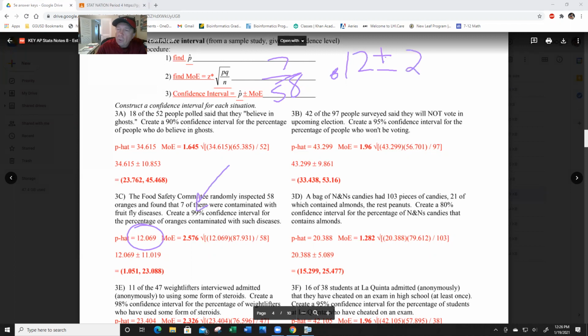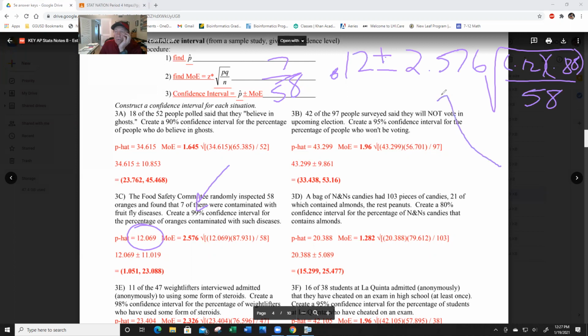99% is 2.576 standard deviations from the mean. Okay, and that's going to be 12%, 0.12, times 0.88 over n, which is the denominator of 58. Okay, so you write this down, what I did right there. It's a little bit better than what I did in red here. This is going to be the answer: between 1% and 23%. Okay, I did it in whole numbers for some reason. I probably shouldn't have done that. Okay, so get that written down.